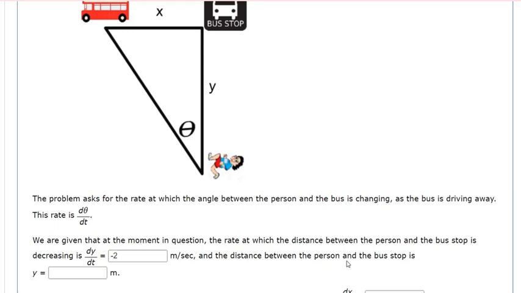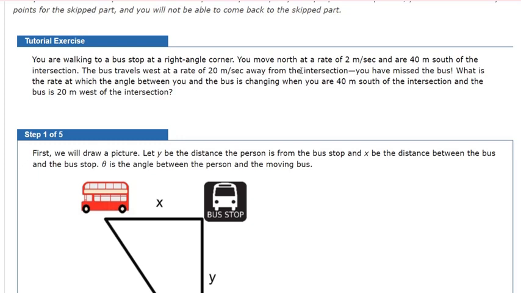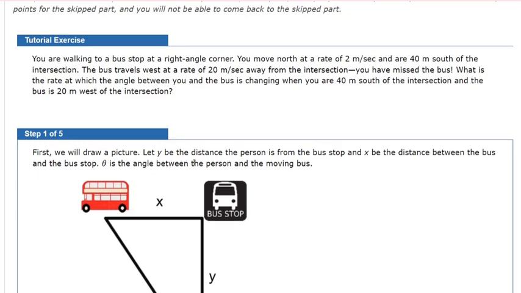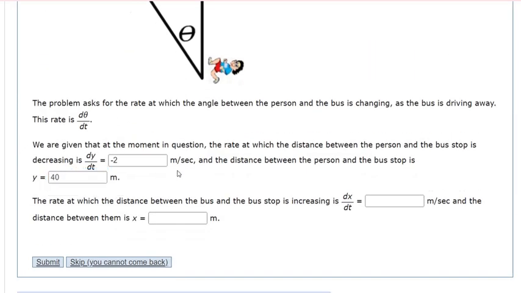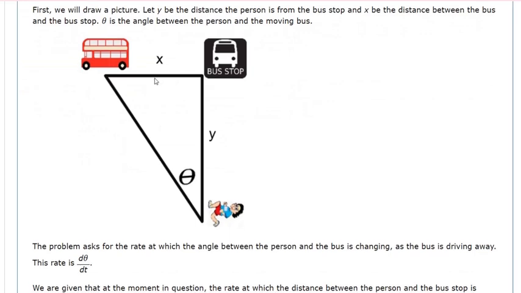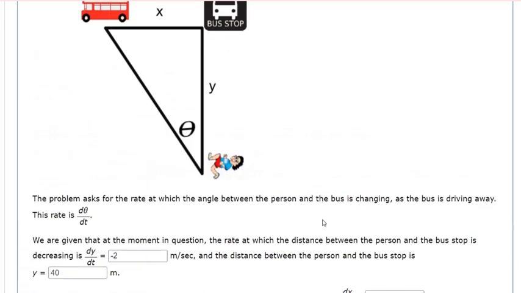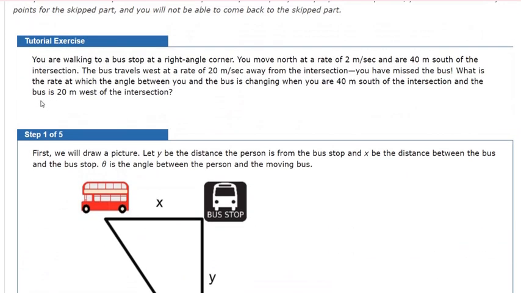Okay, and then the distance between the person and the bus stop is, at this moment, they said we're 40 meters south of the intersection, so y is 40. The rate at which the distance between the bus and that was the other part I was looking at. The bus is going west 20 meters per second, so this distance is getting bigger. It's going to be a positive 20 for x prime. And the distance between them is, it said, the bus is 20 meters west of the intersection, so 20 is right here.